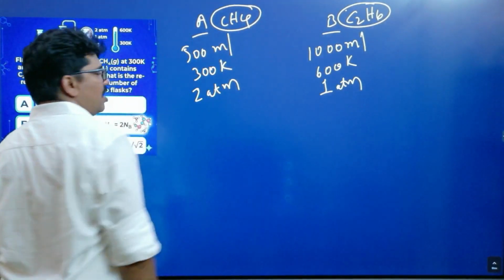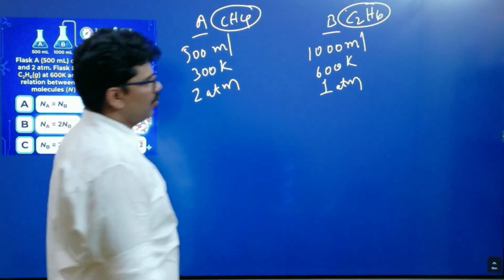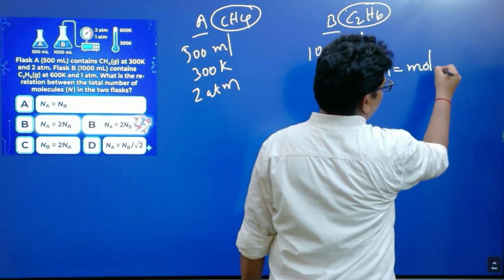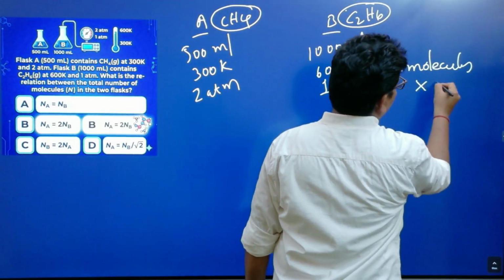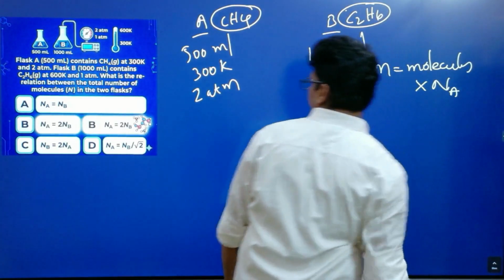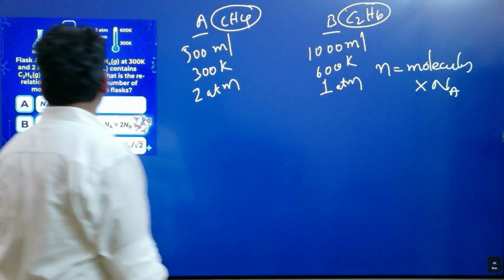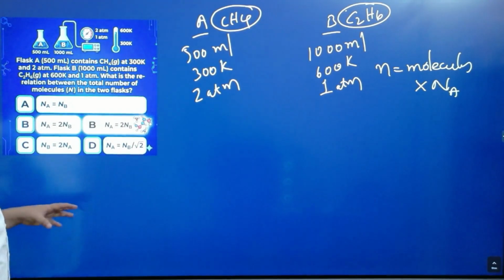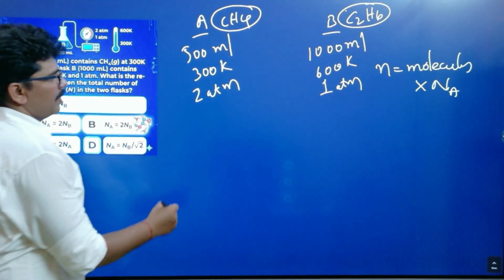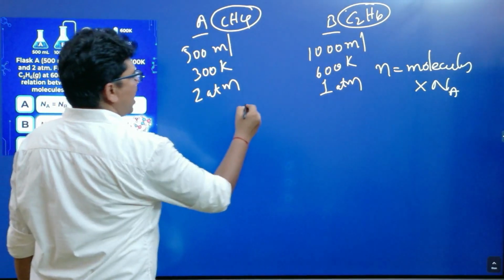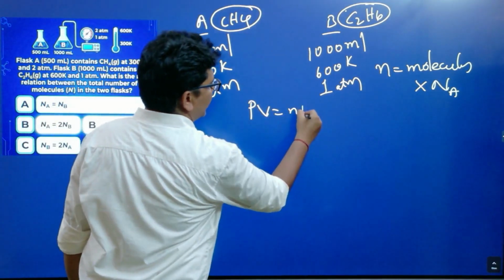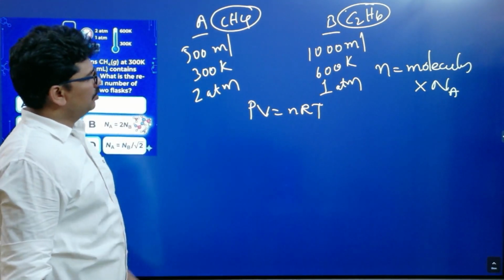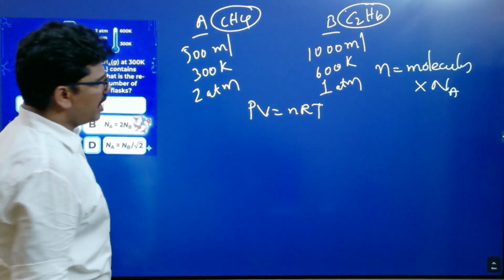So to find the number of molecules, first let us find the number of moles, because moles is equal to number of molecules divided by Avogadro number. So to find the number of molecules, we should know the number of moles. So here, ideal gas equation PV is equal to nRT. Pressure is given, volume is given, temperature is given. So to find the number of moles, we can use the ideal gas equation.